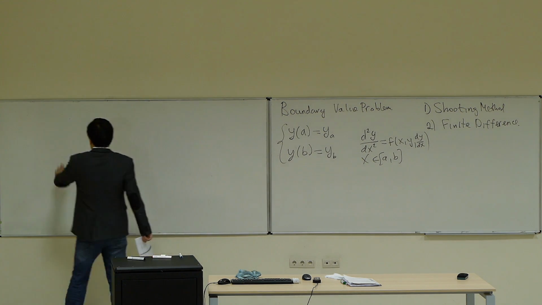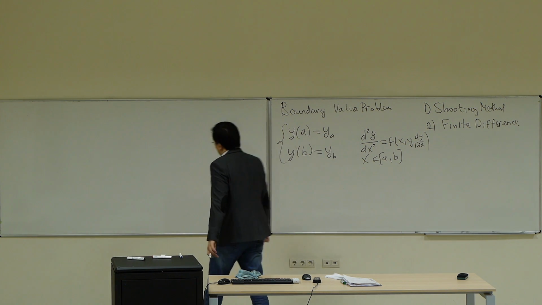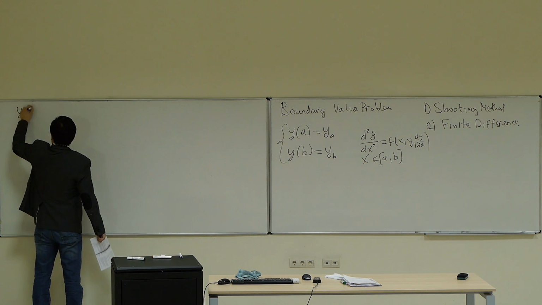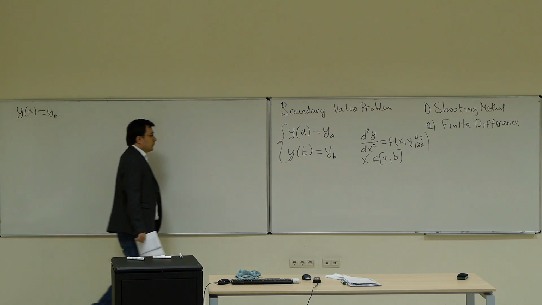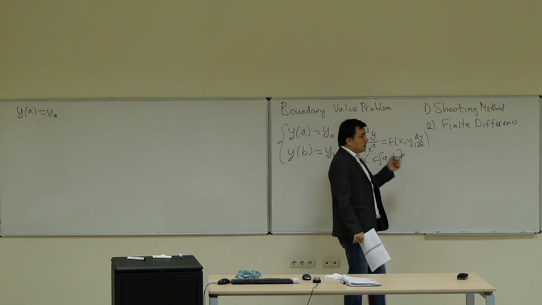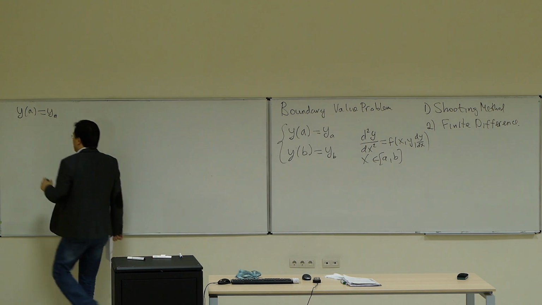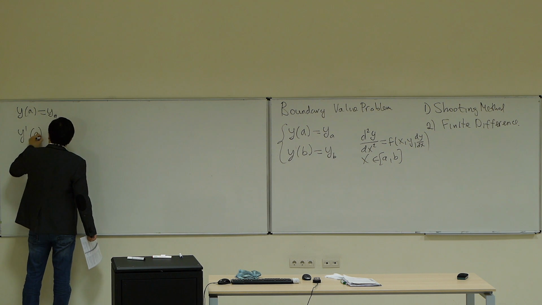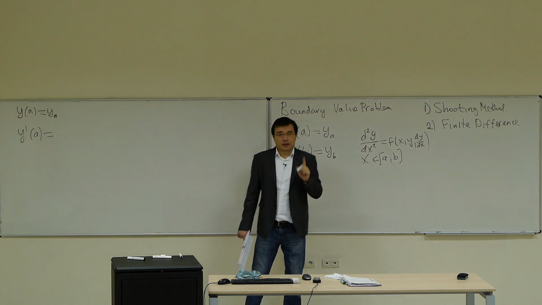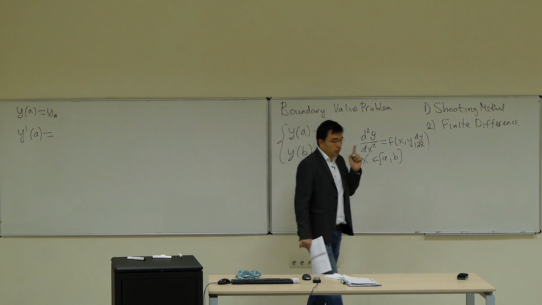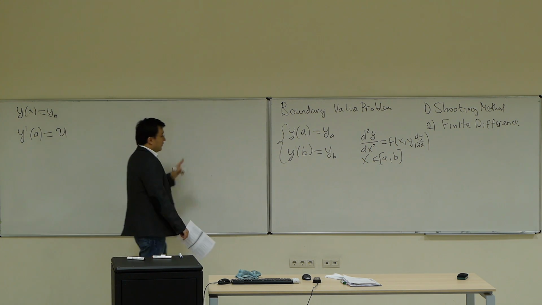All right, so how shall I approach this? I know y of A, it is ya. In order to apply the methods which we discussed before, the methods for initial value problems, the only thing missing here is the value of the derivative of that function y at point A. But what I'm going to do, and that's the main idea of the shooting method, is guess this value.